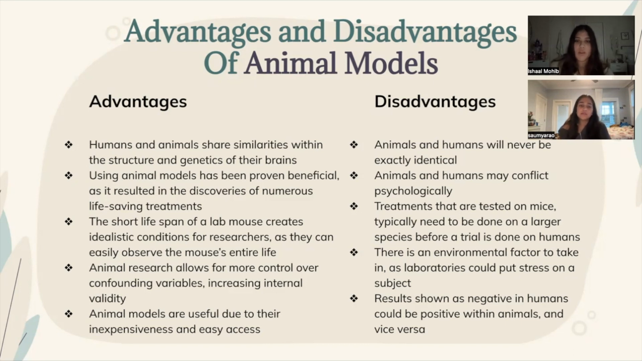Animal research allows for more control over confounding variables, and this increases the internal validity of the research. And animal models are useful due to their inexpensiveness and easy accessibility.